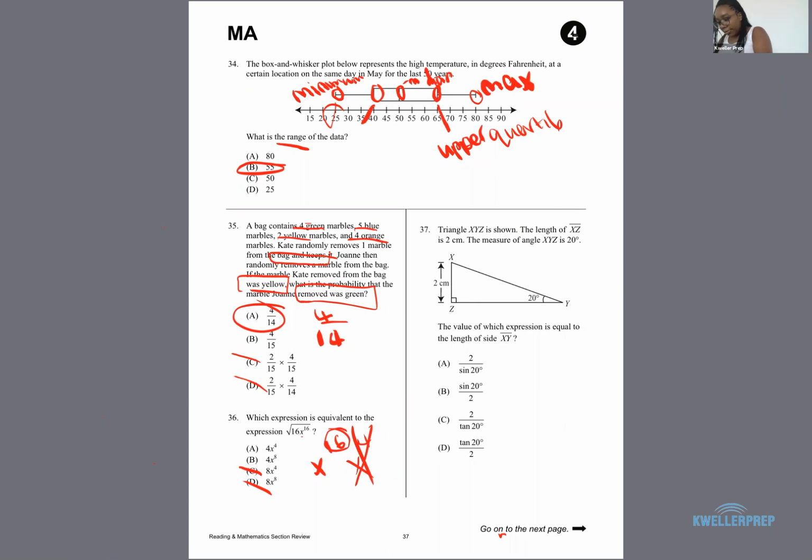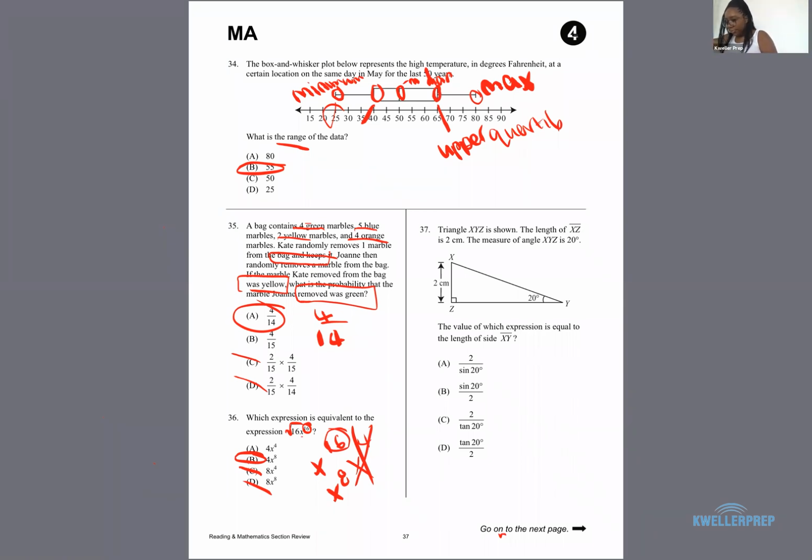In reality, when you're taking the square root of something and you're working with exponents, you just divide this exponent by 2 because you're taking the square root. So it's really x to the 8th. That's why B is the answer. So it's 4x to the 8th.